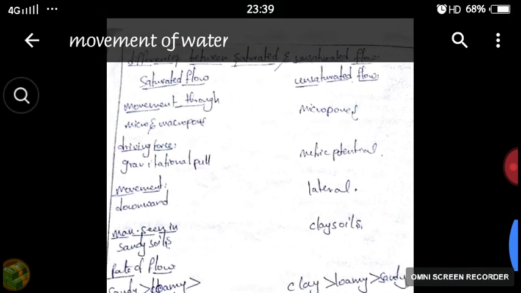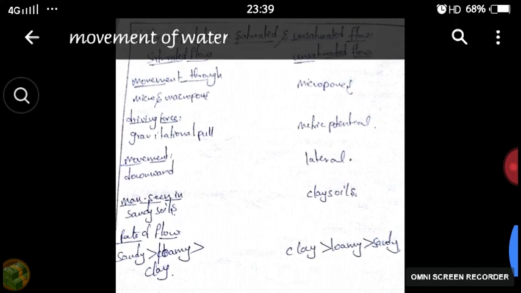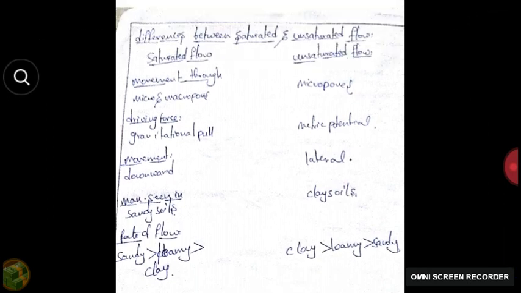Let's see the differences once again. Saturated flow, unsaturated flow. Movement of water occurs through micro and macropores, only through micropores. Driving force is gravitational pull, matric potential. Movement occurs in downward direction, lateral direction. Maximum seen in sandy soils, maximum seen in clay soils. Rate of flow, sandy soils greater than loamy soils greater than clay soils. For unsaturated flow, clay soils greater than loamy soils greater than sandy soils.